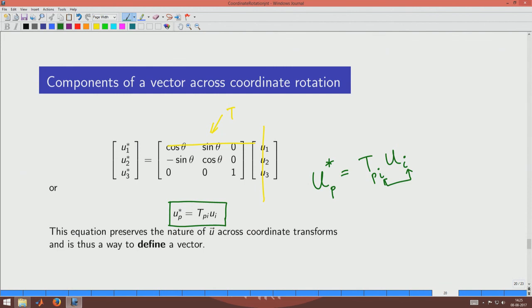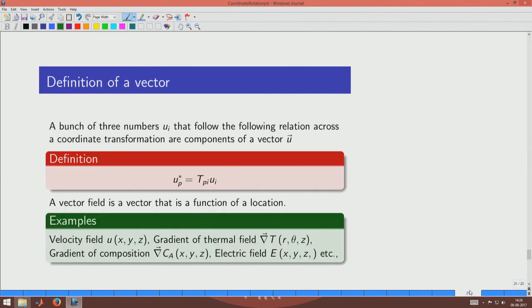In fact, later on we will see that it is this expression that will be used to define what can be called a vector at all. So, a vector is one which transforms in such a way that the components of the vector change in this manner whenever the coordinate system changes. We use that as a definition of a vector. So, any bunch of 3 numbers cannot be a vector, only those bunches of 3 numbers which follow this relationship can be called components of a vector, and this can be proven.